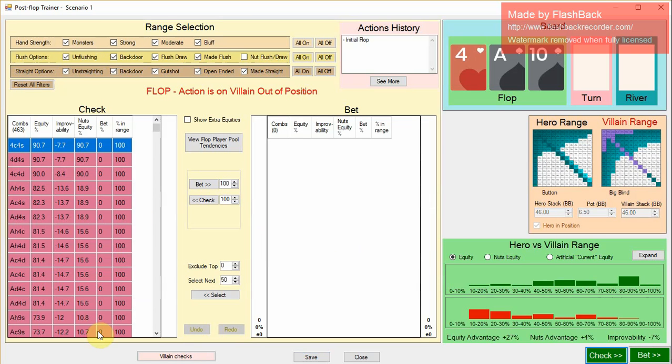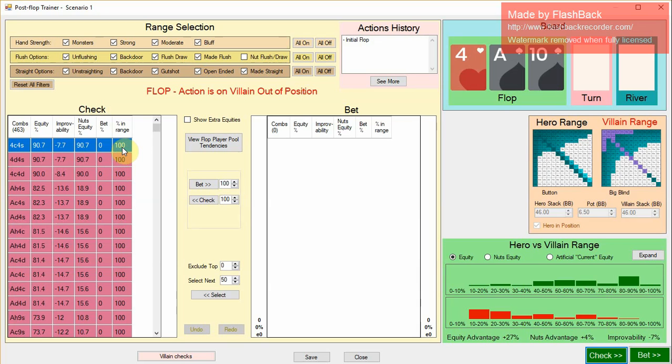And here we have a load of equities listed. We have standard equity, improvability, nuts equity, which is the chance that this hand is a strong hand by showdown and wins, how often we're betting it, and the amount of time this hand is in the range. Now, our pre-flop ranges had all combos in at 100%, but you could put them in at 50% or 20% if you decided you'd want to open with some hands and fold with others.